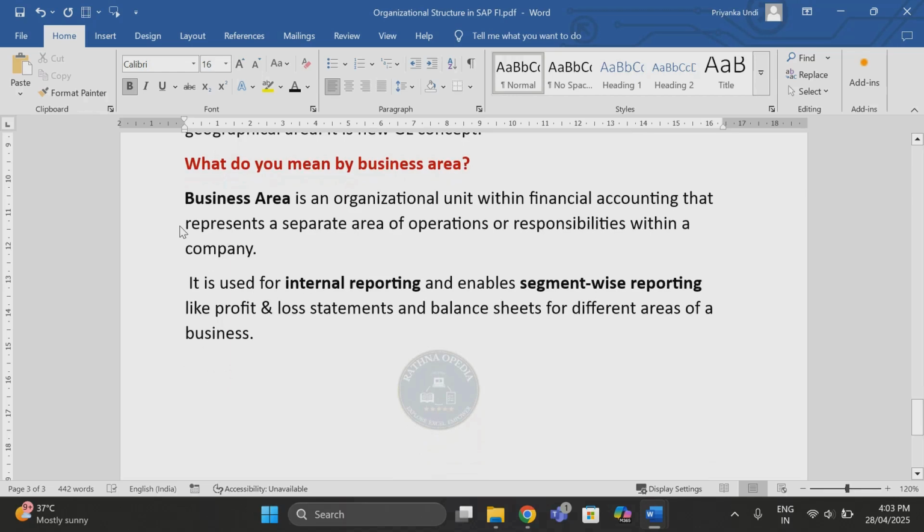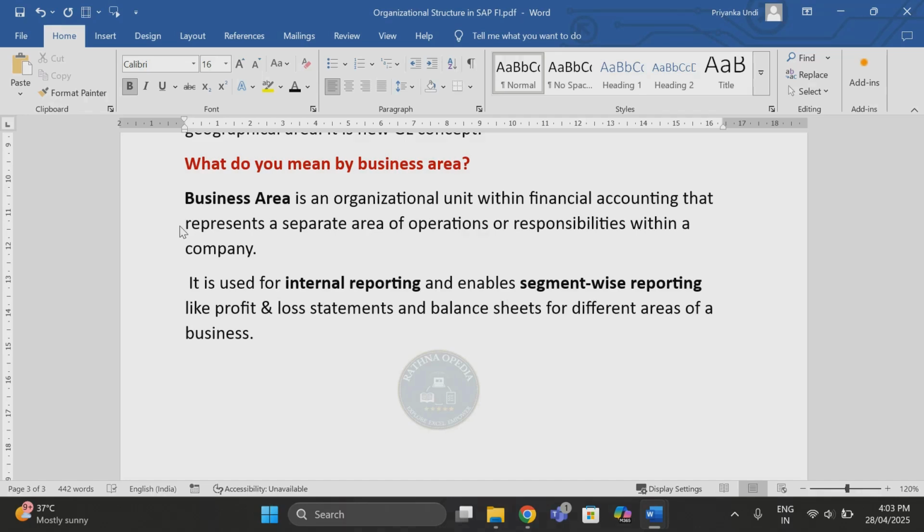Business area is an organizational unit within financial accounting that represents a separate area of operations or responsibilities within a company. Within a company, it acts as a separate unit, a separate area of operations. It is used for internal reporting and enables segment-wise reporting, like profit and loss statements and balance sheets for different areas of business.